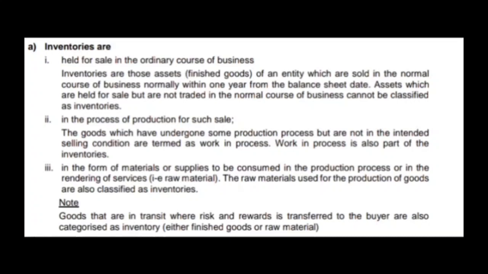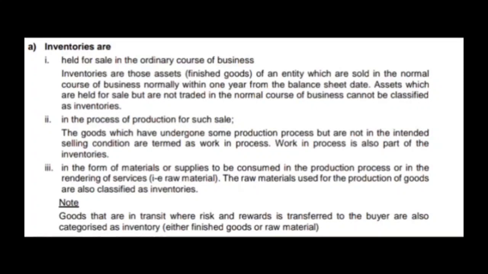Then number two, in process of production for such sale. It is the main business of the company, but it is still in the process of production. When it is produced, it will be sold as the main business. That is why work in process, or production in process, is also part of inventory.